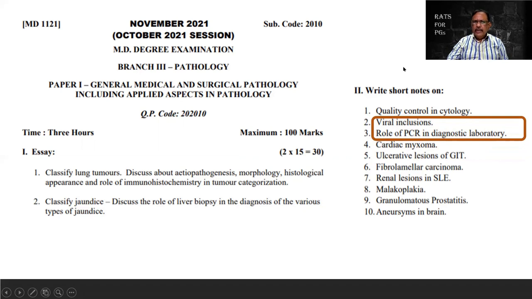But this particular slide is for showing you this only. We have been harassed by this COVID virus. So look at the question over here, and it is November 2021, where they have asked viral inclusions, role of PCR in a diagnostic laboratory. Both are obviously linked to this. So if there is any happening like that, I would like you people to kindly concentrate and read all the related topics. Viral inclusions, viral hepatitis, all can be asked as questions. So this is one.